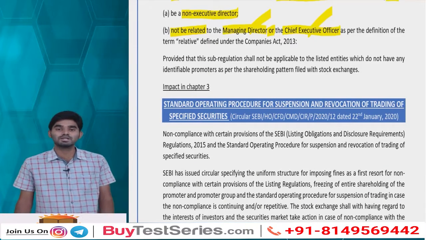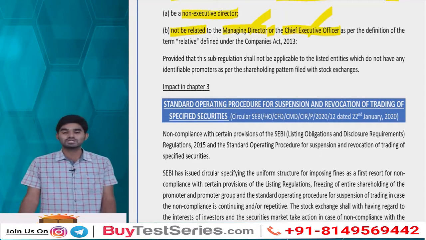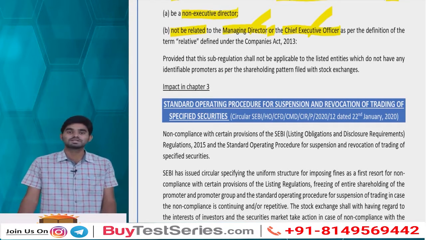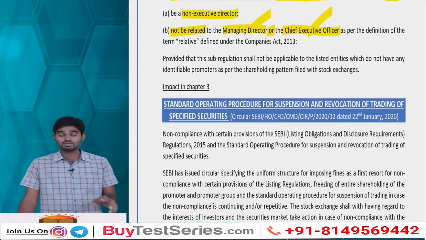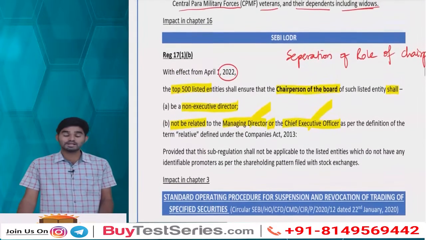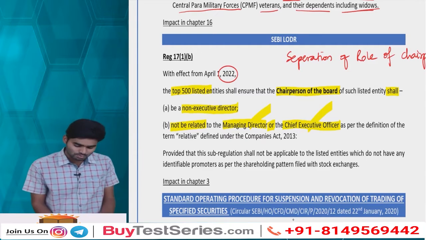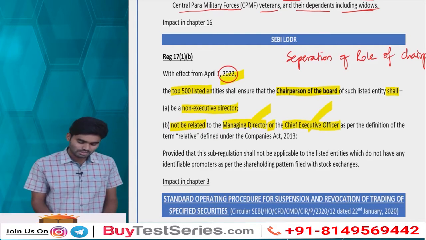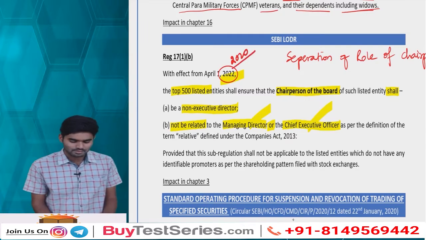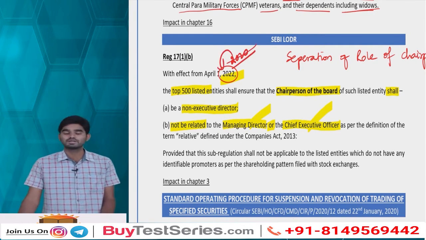So if at all your listed company is not having any identifiable promoters as per the latest shareholding pattern which is being filed with the stock exchanges, then this provision will not be applicable. Clear everyone? This is regulation 17(1)(b). The amendment has come with respect to separation of role. So the amendment here is with respect to, instead of 2020, it has been amended now to 2022.